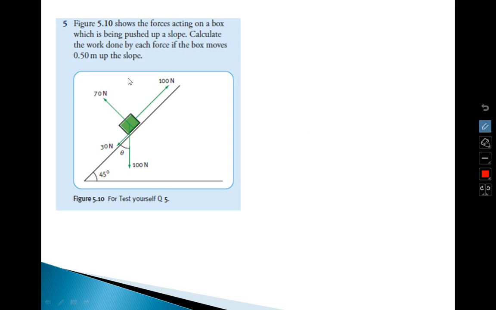In this figure, figure number 10 shows the forces acting on a box which is being pushed up a slope. So we have a box here. This box is pushed up the slope. We are going to calculate the work done by each force if the box moves 5 meters up the slope. So this box is moved how long? It's 5 meters. So we have W equal to what in general?